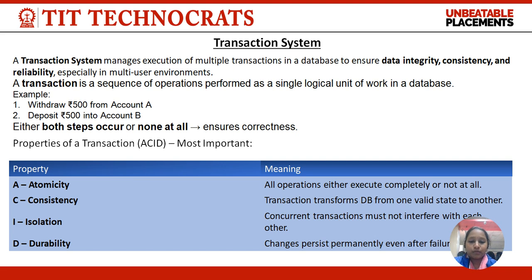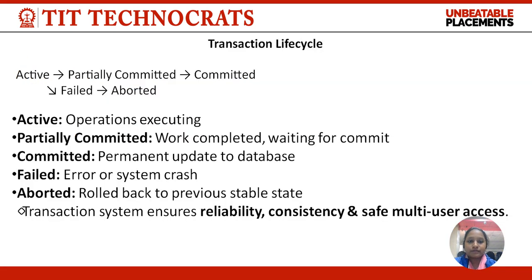Now the ACID properties. To guarantee reliable outcomes, a transaction must satisfy the ACID properties: atomicity, consistency, isolation, and durability. These properties prevent data corruption and maintain correctness under concurrent access.